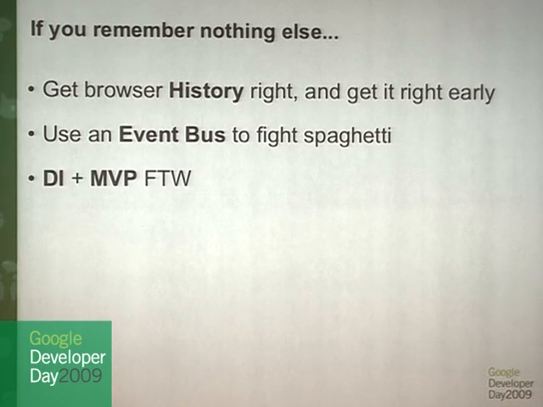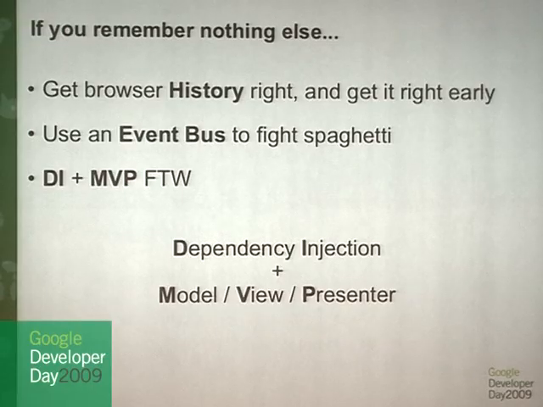DI plus MVP, FTW. And I should explain what that is, of course. DI is dependency injection. This is a pattern for developing code that makes dependencies much easier to deal with. MVP is Model View Presenter. It's kind of like Model View Controller, but it works a little bit better, is more testable, and is faster. FTW means for the win, for success.